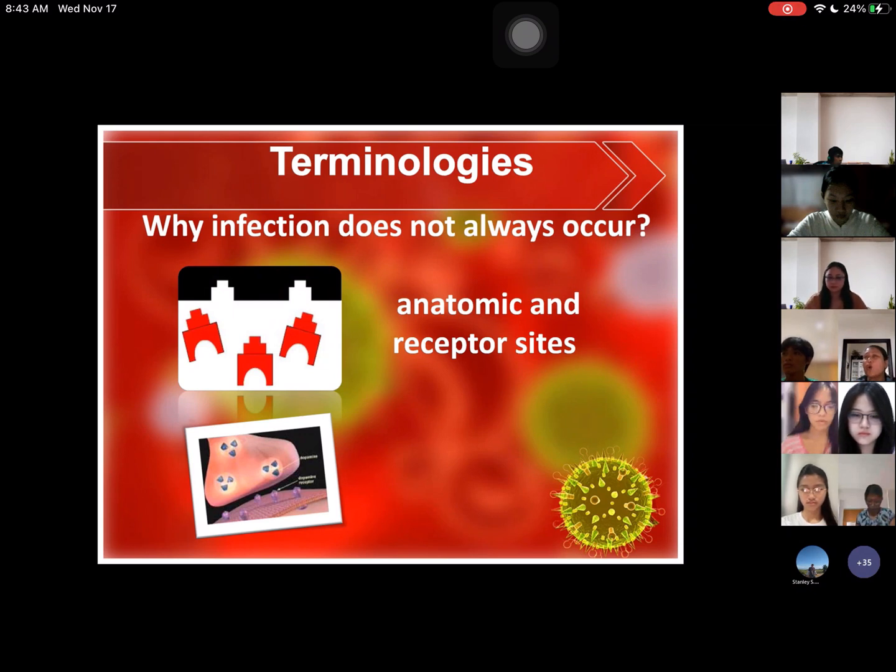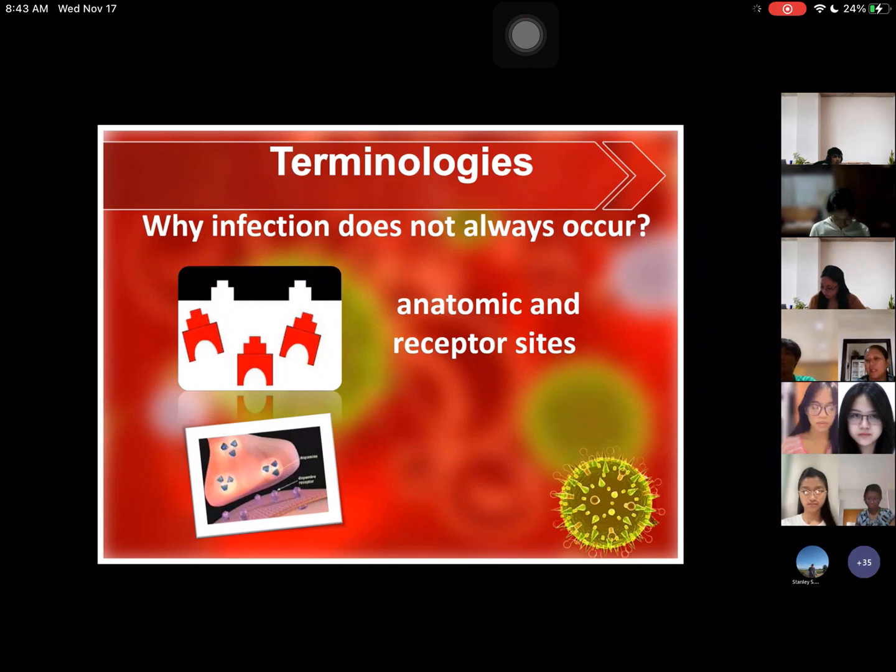When it comes to the receptor sites, the pathogen needs to bind to a certain receptor site where it will be able to multiply and survive. But if they will not be able to bind to a certain receptor site, they will not be able to cause any infection. So this is one reason why infection does not always occur, the anatomic site and receptor sites.